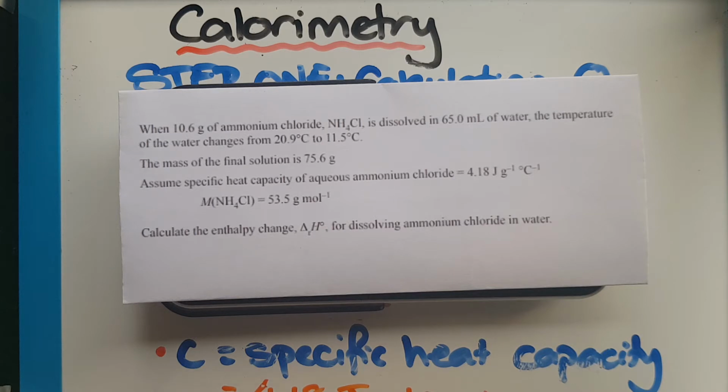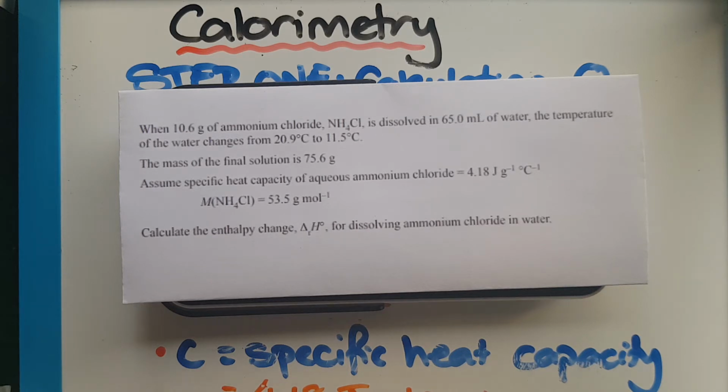So, in case your screen's a bit small, I'll just read this out. It says when 10.6 grams of ammonium chloride, NH4Cl, is dissolved in 65.0 ml of water, the temperature of the water changes from 20.9 degrees Celsius to 11.5 degrees Celsius. So that's a decrease in temperature, so I know this is an endothermic reaction. One of the little tricks I remember is endo has 4 letters, cold has 4 letters. This is getting colder.